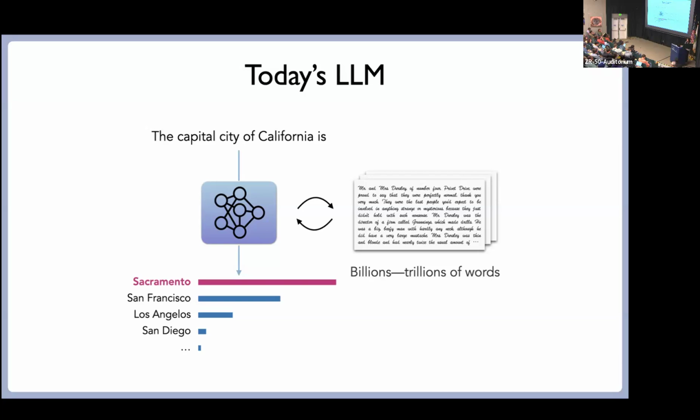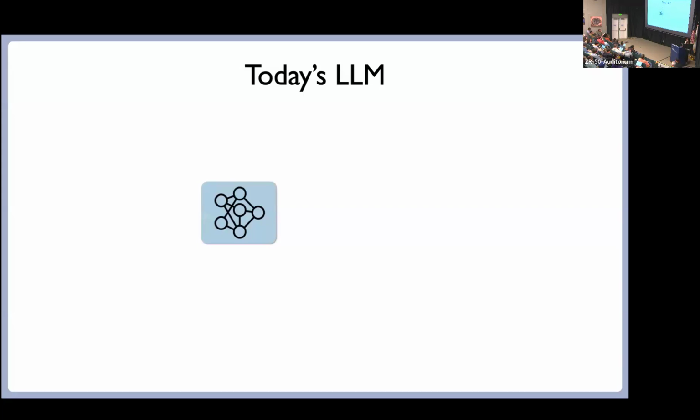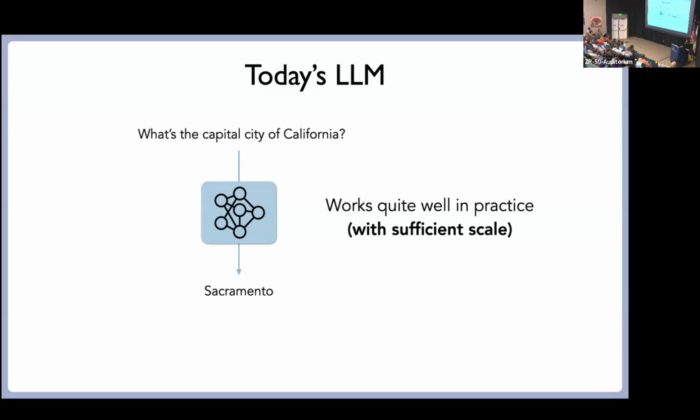And once training is done, the training data disappears, and we are only relying on these learned parameters to make an inference. Because these parameters can remember much information from the training data, it's able to answer a question about world knowledge, like the capital city of California is Sacramento. So this is surprisingly effective in practice, especially with a large amount of data and a large amount of trainable parameters, but it's also very expensive to train.